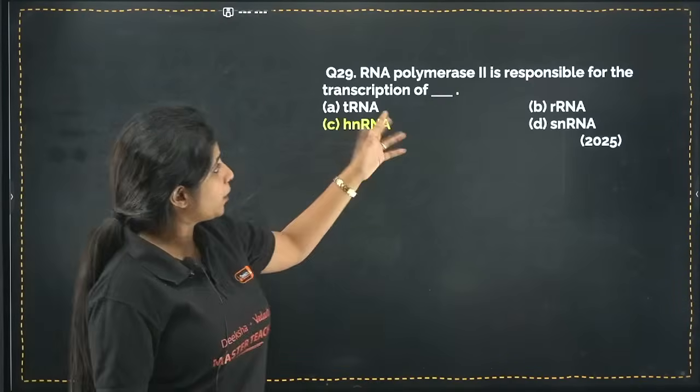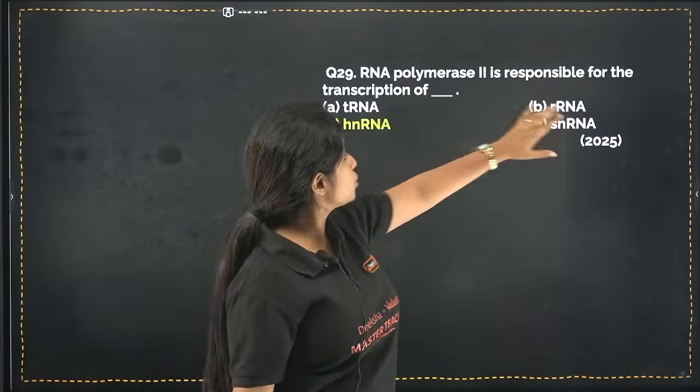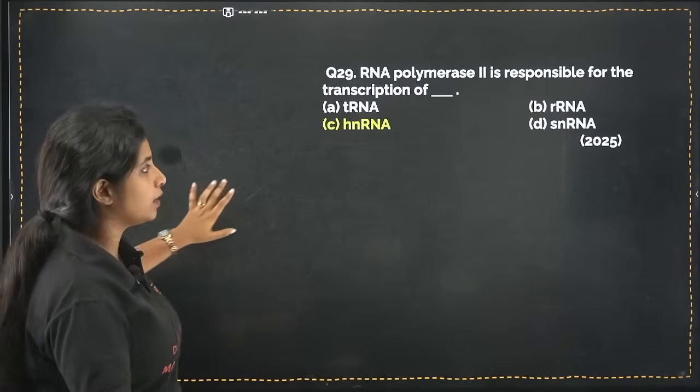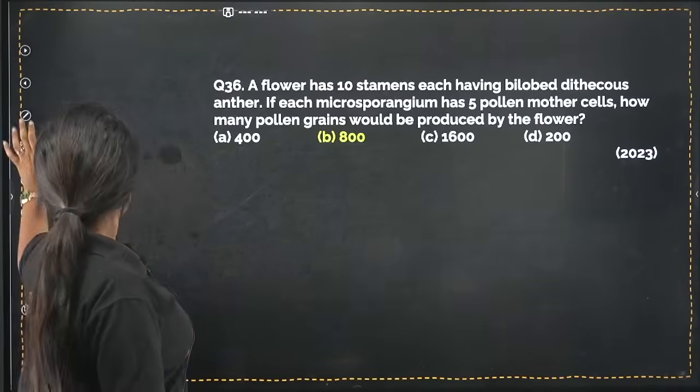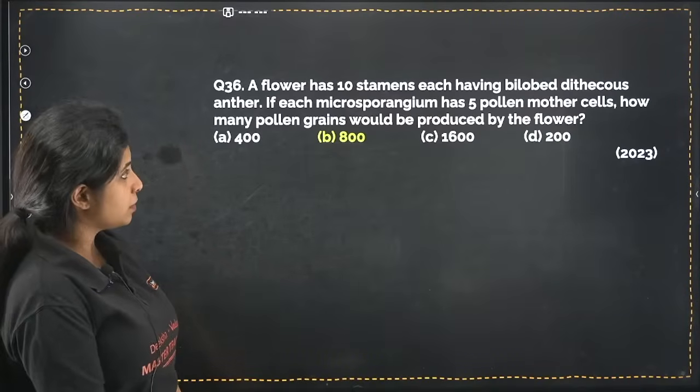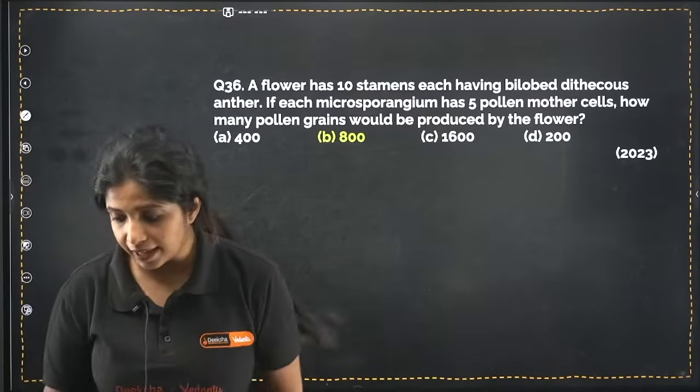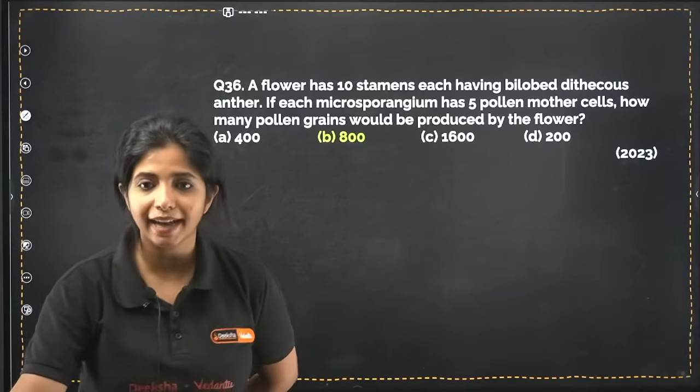Now, RNA polymerase I have already explained. RNA polymerase 2 is responsible for transcription of mRNA. I already spoke about that. Now, there's the next question. A flower has 10 stamens, each having bilobed dithecous anther.